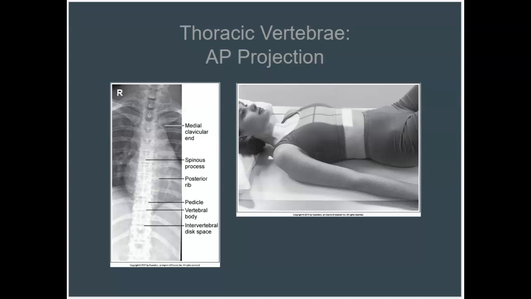Distances from the vertebral column to the sternoclavicular ends and from the pedicles to the spinous processes are demonstrated equal on both sides. Intervertebral disc spaces should be open. The vertebral bodies are seen without distortion.